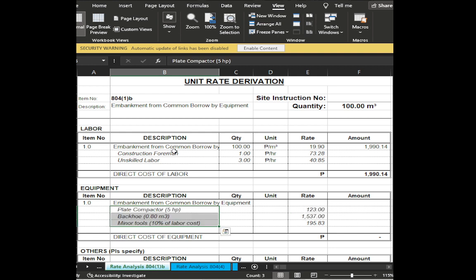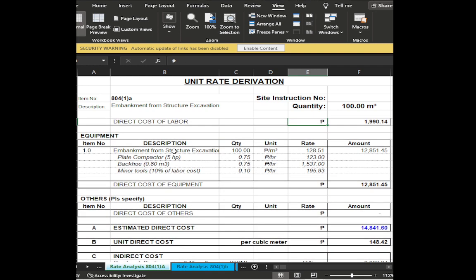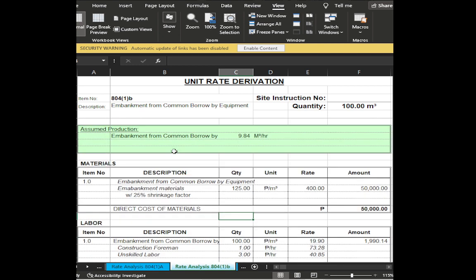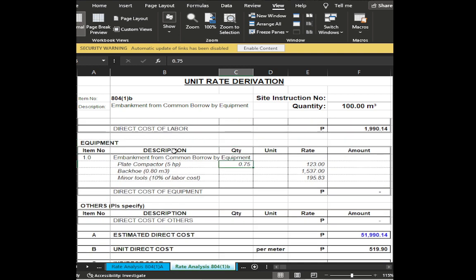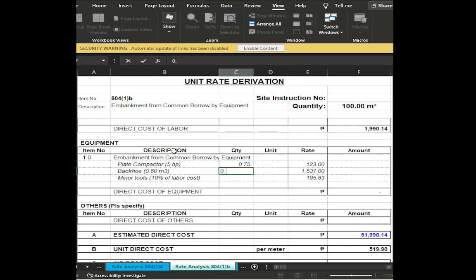Now for the equipment, we have plate compactor, then backhoe, and the same minor tools as the previous one, the embankment from the structural excavation. So this is 0.75 hour for the assumed production of 9.84 cubic meters. For the backhoe it is 0.75 hours.